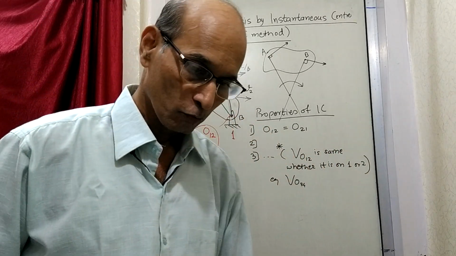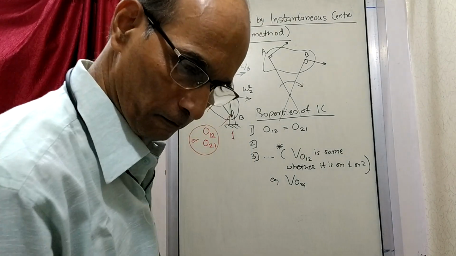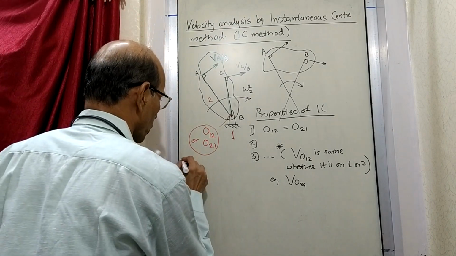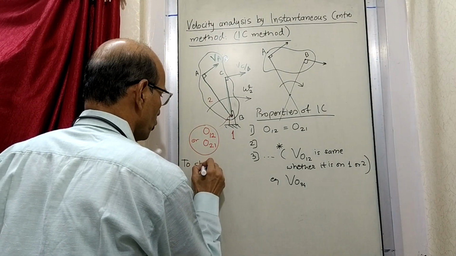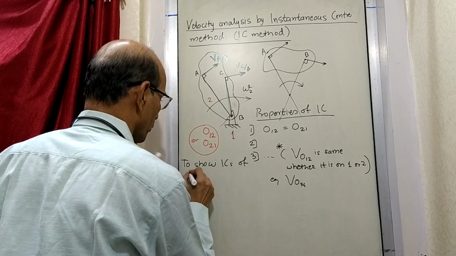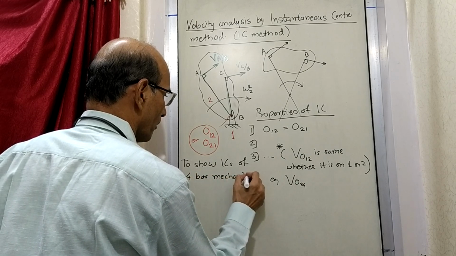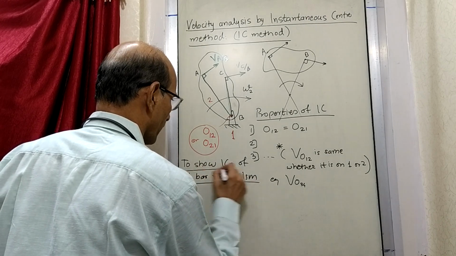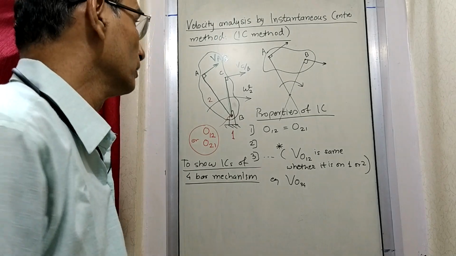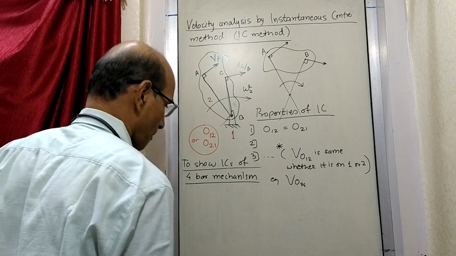Now at this stage we will come to the next part, and that is to show ICs of 4-bar mechanism. To find out the ICs of 4-bar mechanism. Okay. So what we do is, I am drawing a 4-bar mechanism.